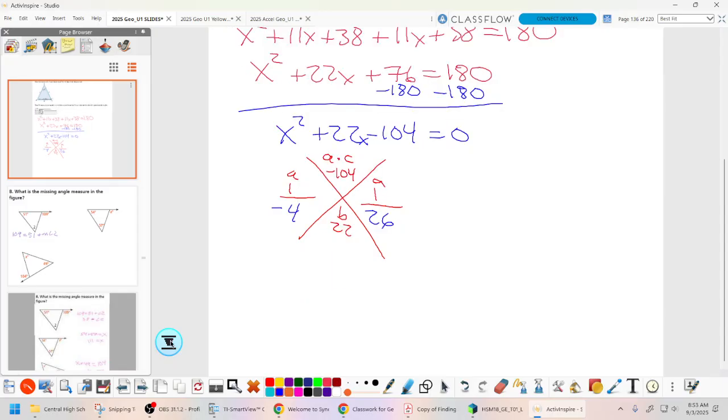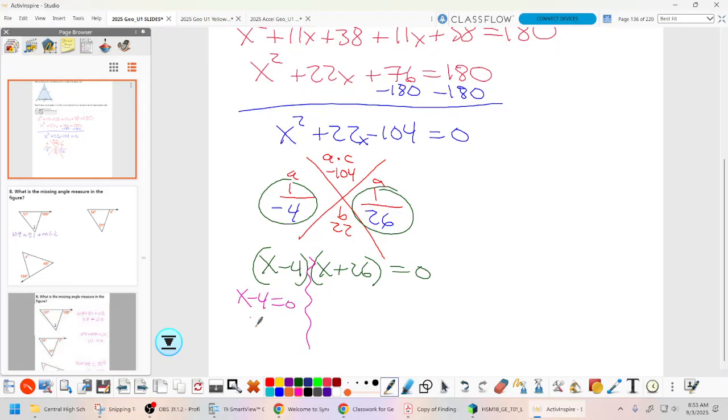Okay. We can't reduce because both of these are already 1. So we are ready to just use both factors. We'll get x minus 4 and x plus 26 equals 0. And then here's that zero product property where we set each equal to 0 and solve. We'll get 4, and we'll get negative 26. Okay. Do they both work? Look at your sheet. Can I plug in 4 and make sure that all 3 angles are positive?